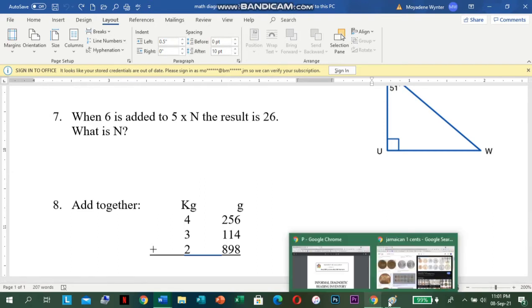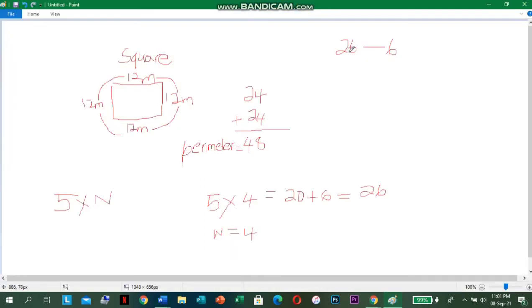All right? So 26 minus 6 will give us 20. Then we can divide. So we can divide 20, put it down here. We can divide 20 by 5.